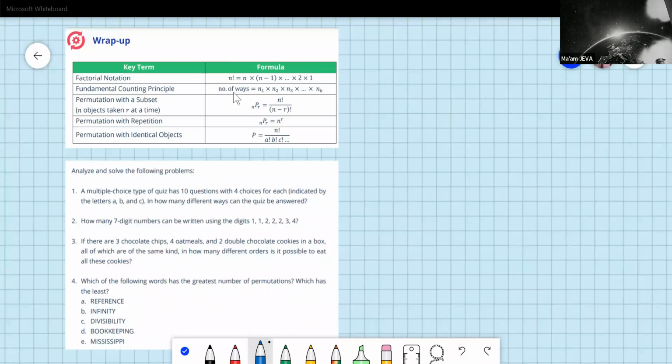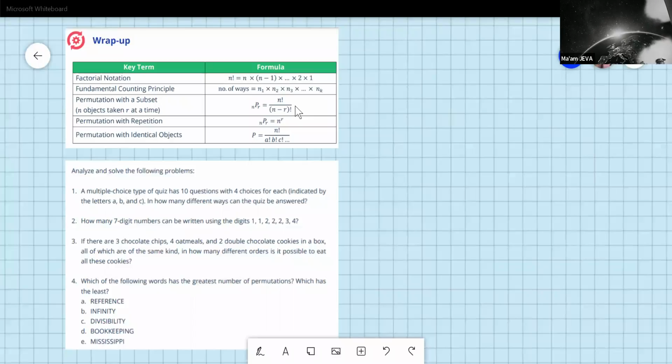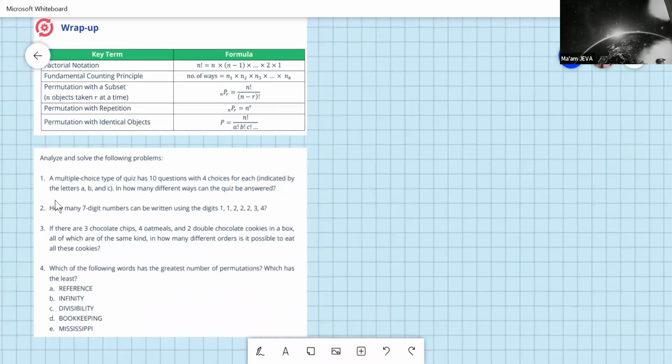Okay, let's analyze. Someone said permutation with a subset. Okay, so if this is permutation with a subset, then what is your initial answer? When I say initial, it could be that you have not totally evaluated it yet, not totally the answer. P10P4. Okay, so that is just initial.